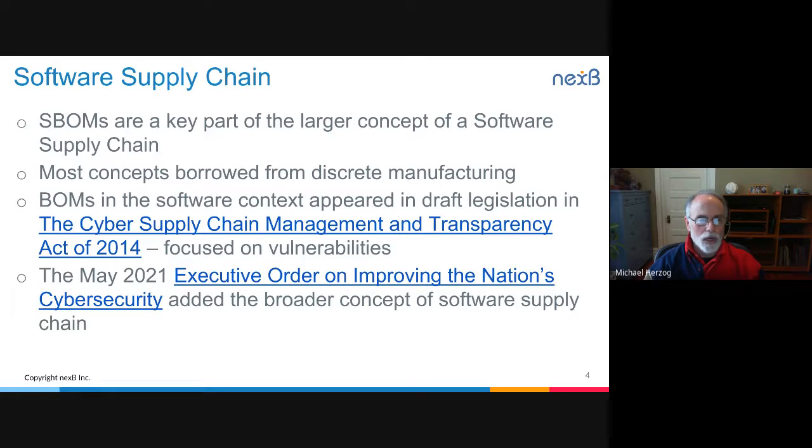SBOMs have jumped onto the scene, starting with the May 2021 executive order from President Biden about the concepts, requirements for doing business with the government in the area of cybersecurity. And that focused on the broader concept of software supply chain. But we can see the concept of bills of material for software appearing back in 2014 in a bit of draft legislation that I don't think ever made it to the floor, but a full 7 years ago, people were already talking about this, particularly in the context of vulnerabilities.